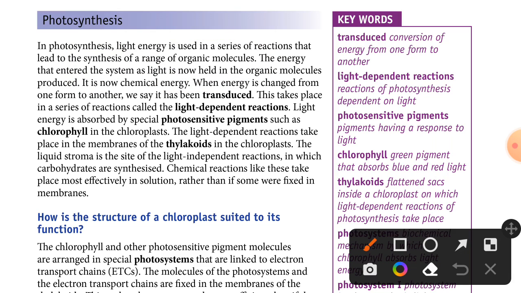So the energy that entered the system as light is now held in the organic molecules produced. Energy ni bifa maaliitiin? Bifa lightiitiin plantii sana seenee maalitti jijjiirame jedha? Bifa organicatti jijjiirame jechuudha. Organic molecule keessa dhaqee ta'a. So it is now chemical energy.